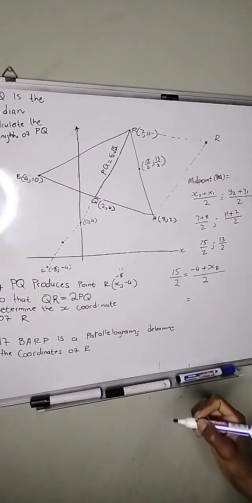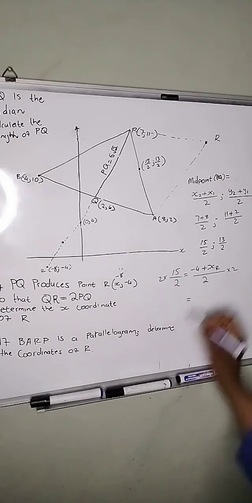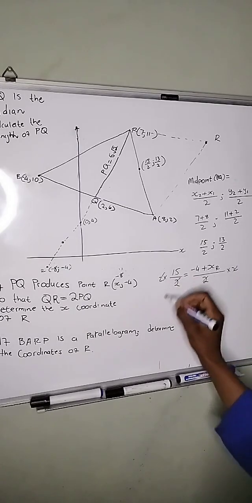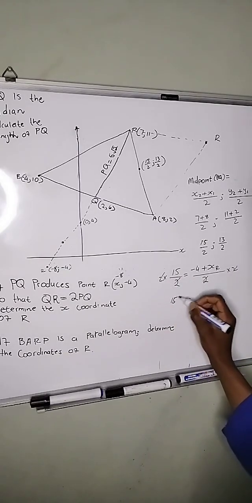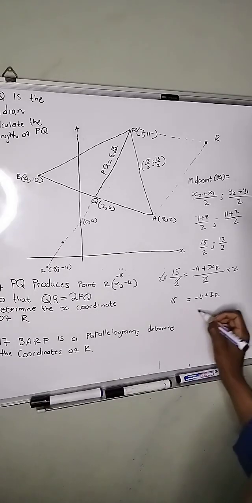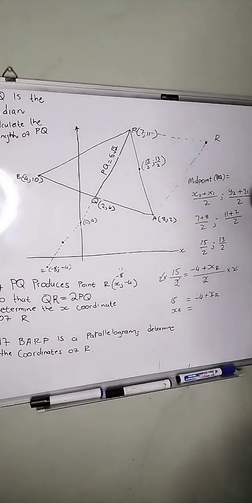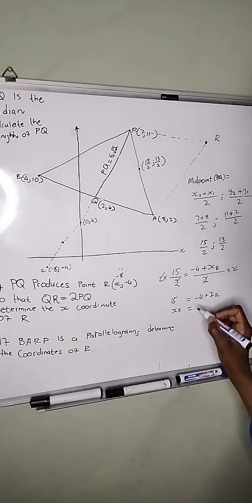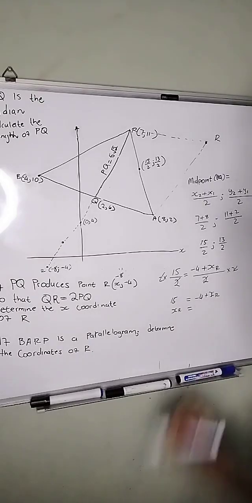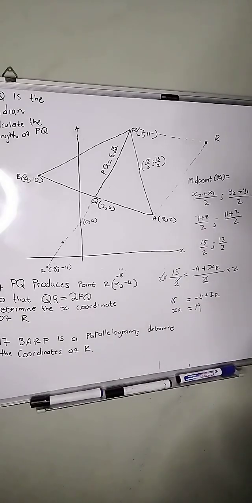Then what is my answer? Multiply both sides by 2, this and that, this and that. I'm going to have 15 minus 4 plus XR. Then what is my XR? What's going to be the answer for my XR? It's going to be 19. The answer is going to be 19 for my XR.